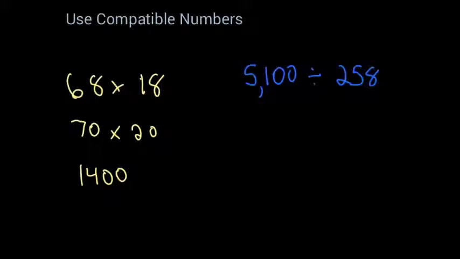Next, I got 5,100 divided by 258. So again, I'm just going to use some compatible numbers here. So 5,100, that's pretty close to 5,000. Divided by 258, it's close enough to 250, so we'll use 250 in this case. So if I look at that, 250 will go into 500 twice, and then there's 1 0 left over, so it would be 20. So compatible numbers are just a way to make your math a little bit easier to get an estimate if all you need to do is get close.